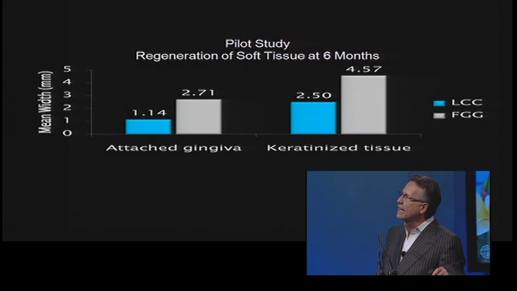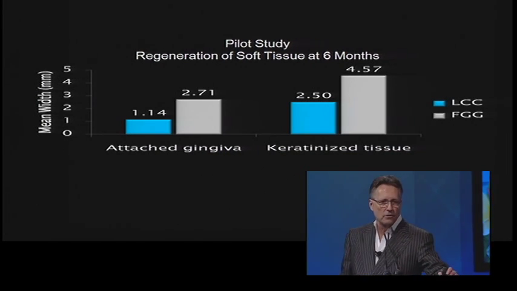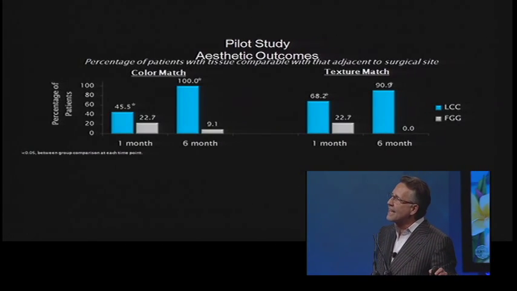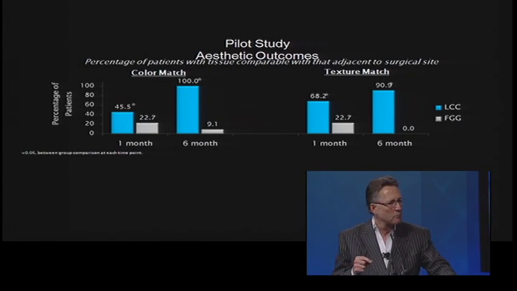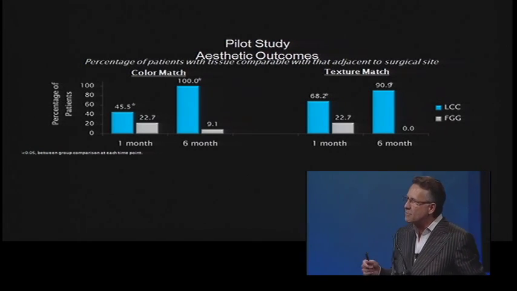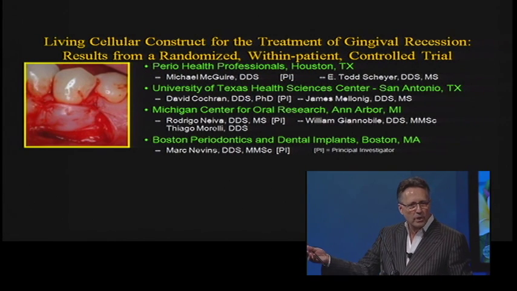And if you look at what we achieved as far as keratinized tissue, yes, the free gingival graft generated about twice as much keratinized tissue, but we generated 2.5 millimeters of keratinized tissue without a donor site, which I think is pretty outstanding. And if you look at aesthetics, the LCC comes out far superior, much better color match, much better texture match, and that's again because it's not acting like a graft. It doesn't retain those palatal phenotypes.